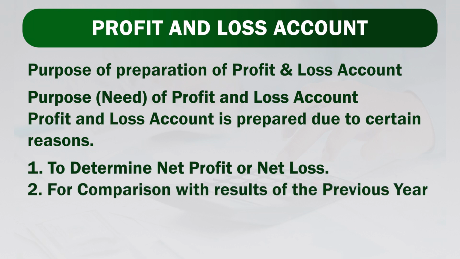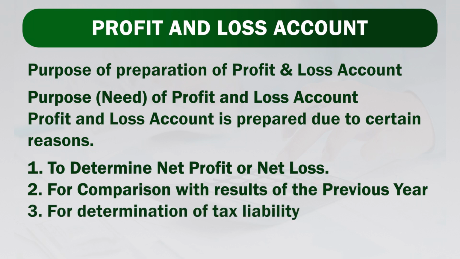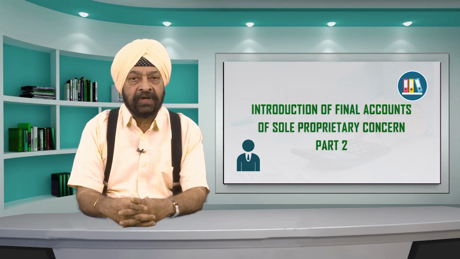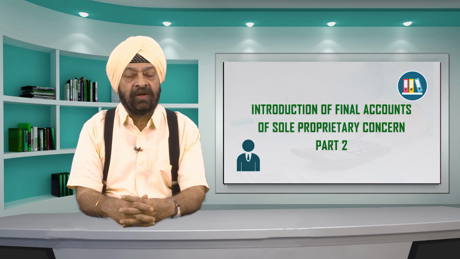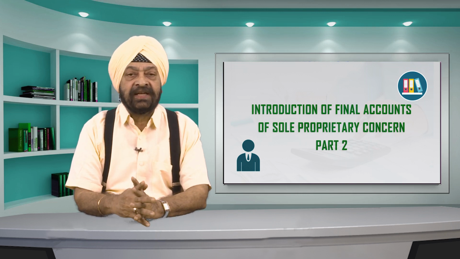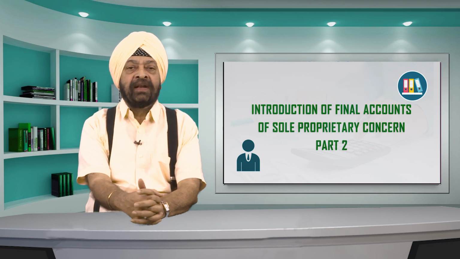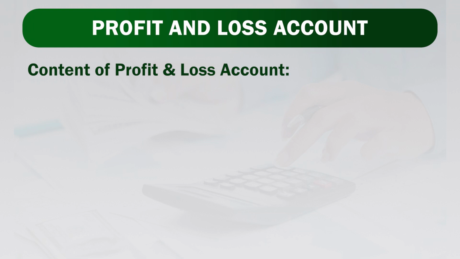Number two is for comparison with the results of previous year. Third one is for determination of tax liability. Fourth one is to know the proportion of indirect cost and to control excess indirect cost in the next year, if any. So, this is very important. If you are having any excess amount than your projection, then you can exercise your control to reduce this in the next year. Now friends, we will have discussion about the content of profit and loss account.